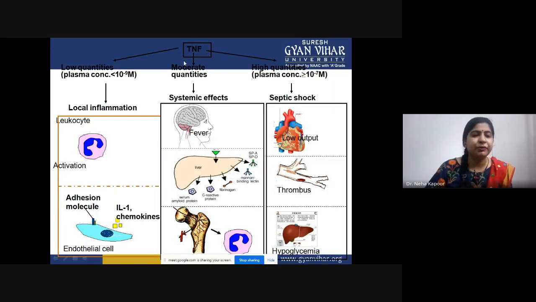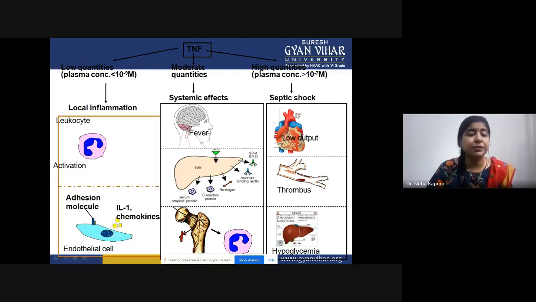So this is the example of tumor necrosis factor when it is produced in low, moderate and high quantities. If it is produced in low quantities, local inflammation happens and leukocytes get activated, for example neutrophils, so that they can adhere to the endothelial membrane and migrate to the site. If it is produced in moderate quantities, some systemic effects are there. For example, you will suffer from fever because many more proteins are released in response to these moderate quantities, and then the neutrophil will get activated to cater to the infection.